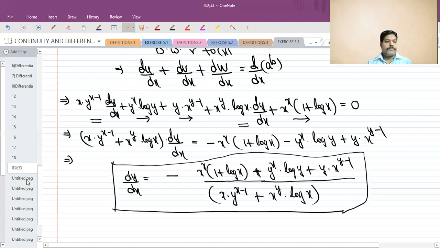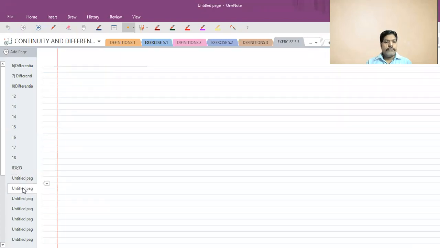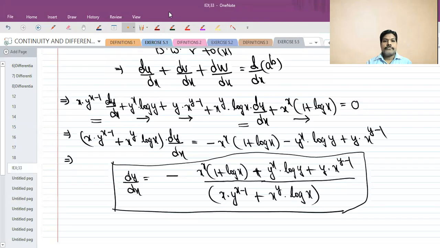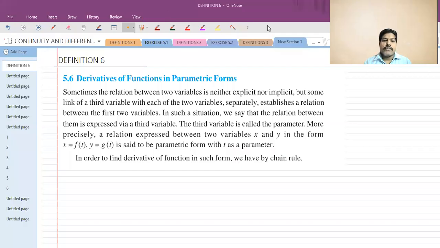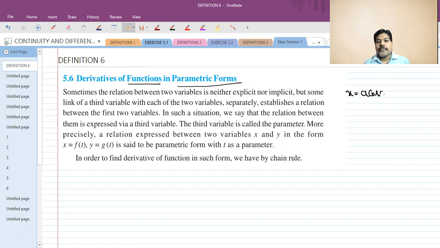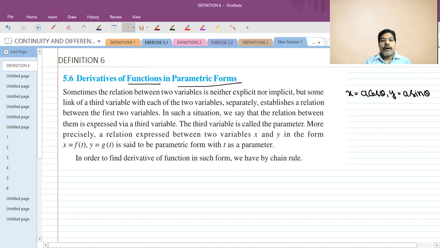So see the next question. The next concept, students, is derivatives of functions in parametric forms. What is the meaning of parametric forms? For example, if x is equal to a cos theta, comma, y is equal to a sin theta.